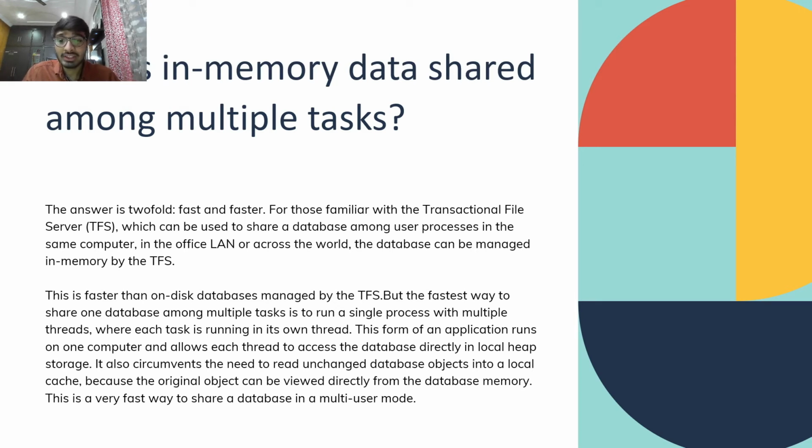This is faster than on-disk databases managed by the TFS. But the faster way to share one database among multiple tasks is to run a single process with multiple threads, where each task is running in its own thread. This form of an application runs on one computer and allows each thread to access the database directly in local heap storage. It also circumvents the need to read unchanged database objects into a local cache, because the original data can be viewed directly from the database memory. This is a very fast way to share a database in a multi-user mode.